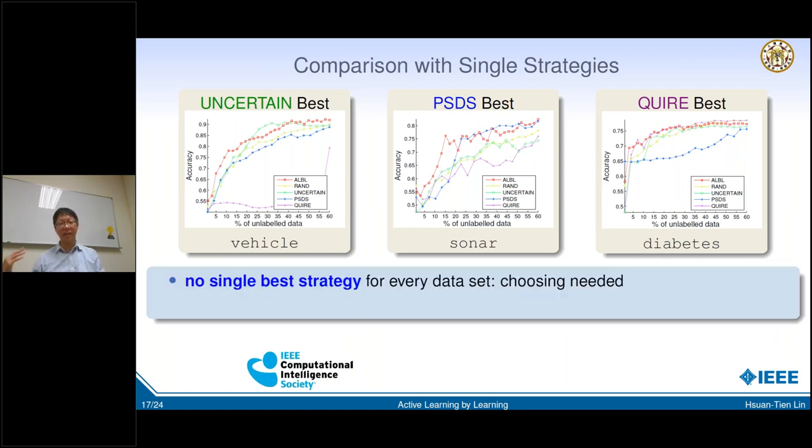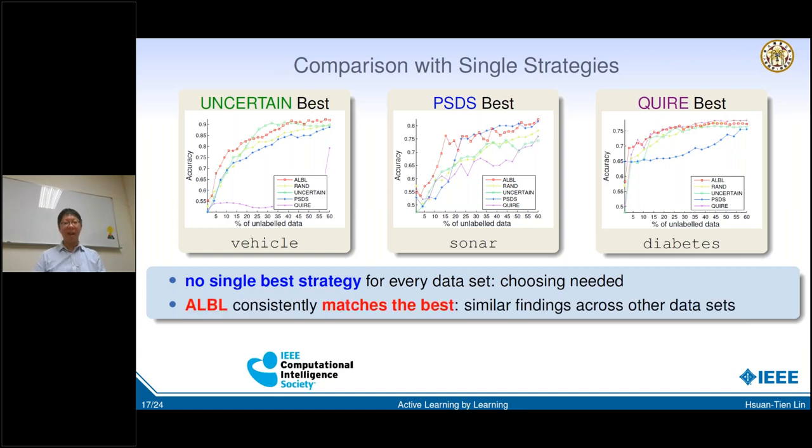Similar to the figure that I previously showed you, there is no single best strategy for every dataset. Every dataset needs a different strategy. That's exactly the message that I tried to tell you in the beginning of this talk. And our proposed active learning by learning algorithm consistently matches the best. It may not be easy to be significantly better than the best, but it tries to trace the performance of the best algorithm. That helps solve the selection problem.